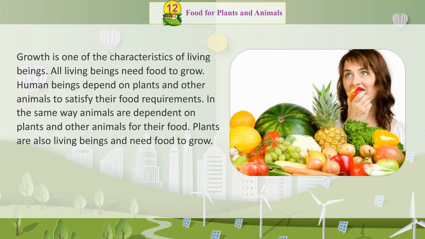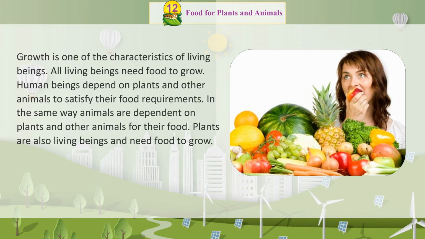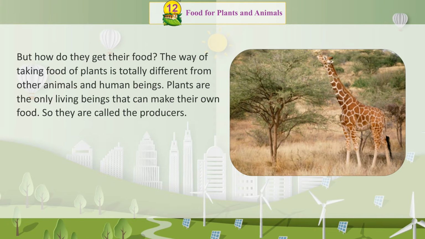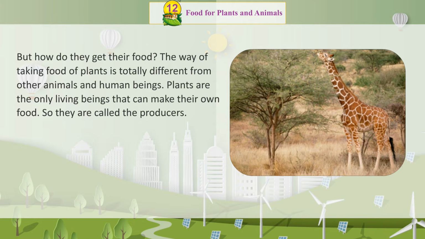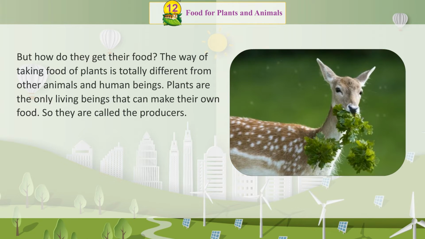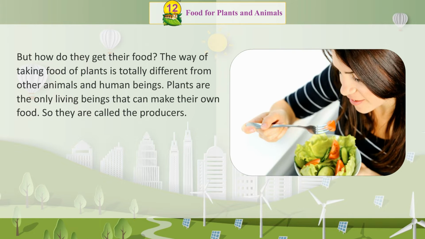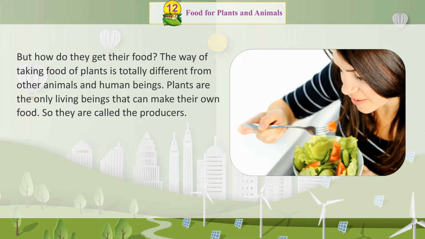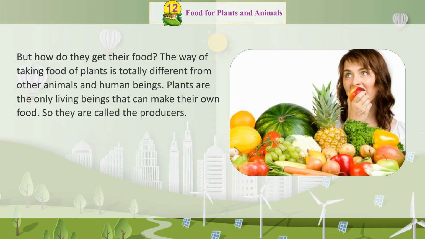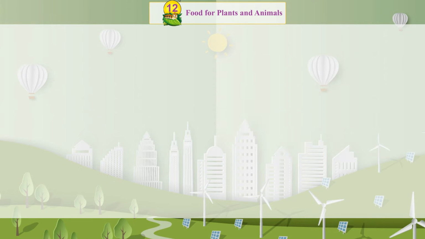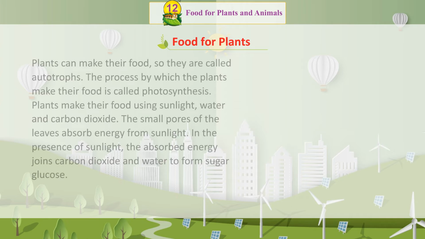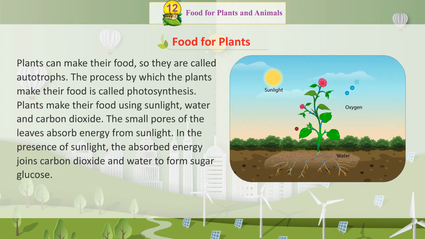Plants are also living beings and need food to grow. But how do they get their food? The way of taking food of plants is totally different from other animals and human beings. Plants are the only living beings that can make their own food. So, they are called the producers. Food for plants. Plants can make their food, so they are called autotrophs.